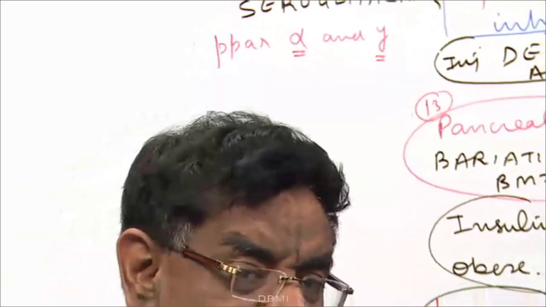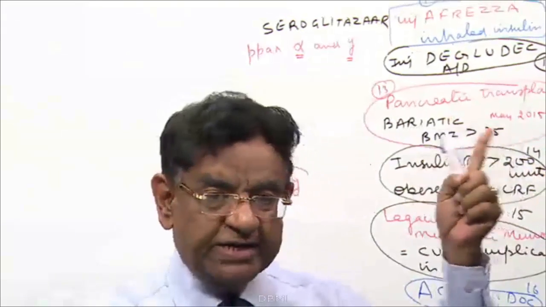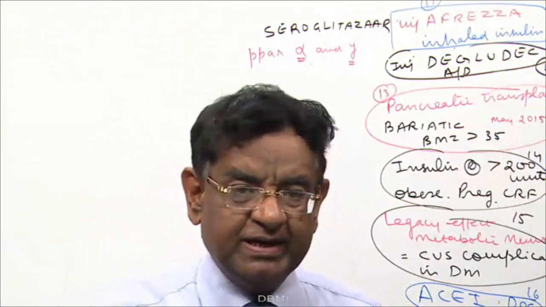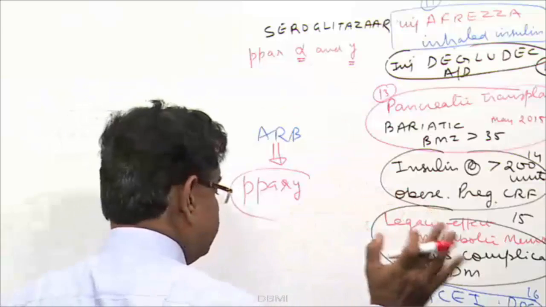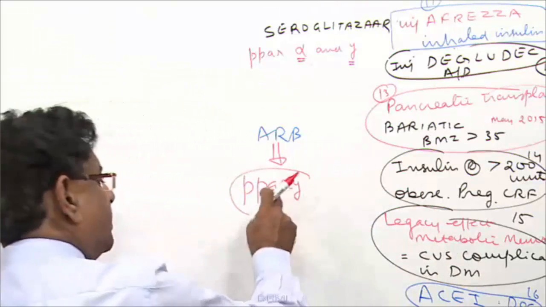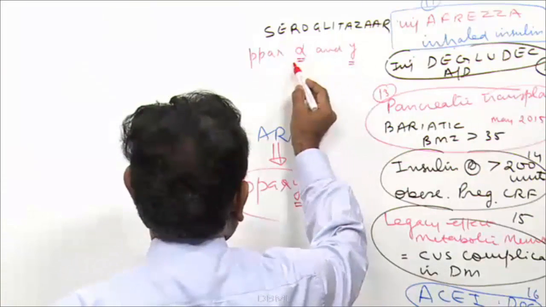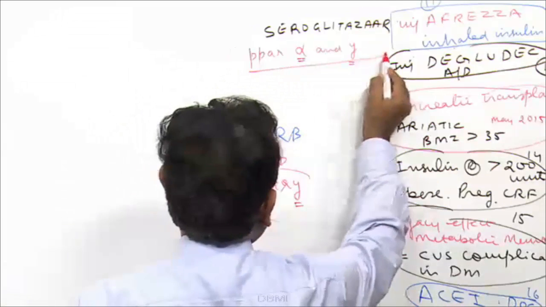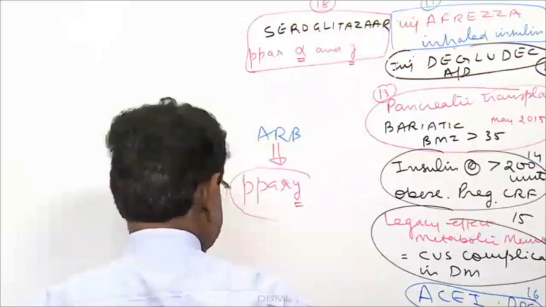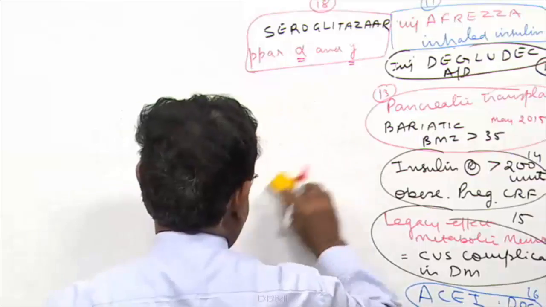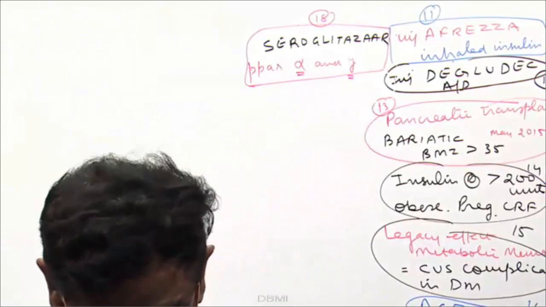This drug is not given in any of the books, no kunji, no guide, but widely discussed in all the conferences, and is available in the Indian market. So you are bound to get this question this year. So friends, something special: you have one ARB which acts on the PPAR gamma receptor. We have saroglitazar which acts on the PPAR alpha and gamma receptors. This is box number 18.